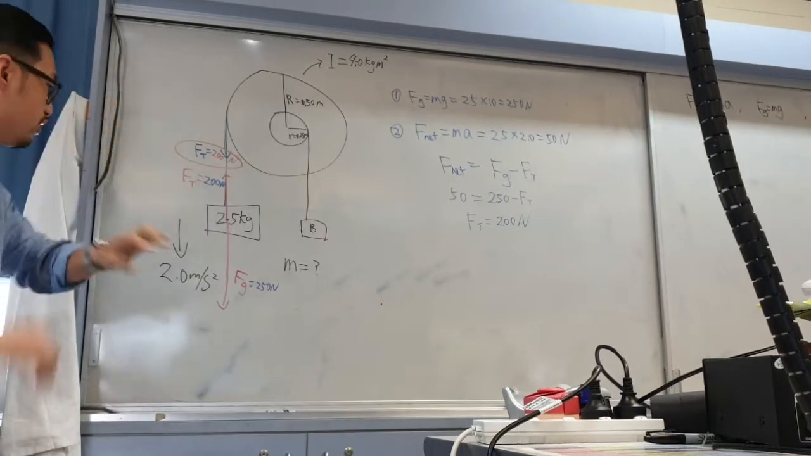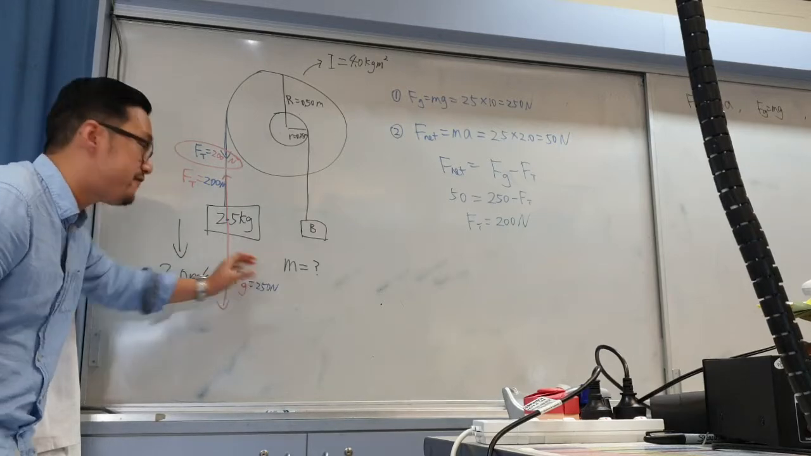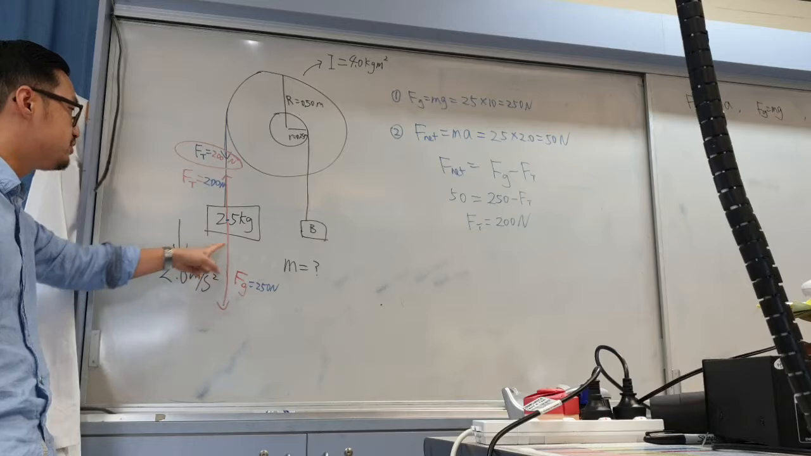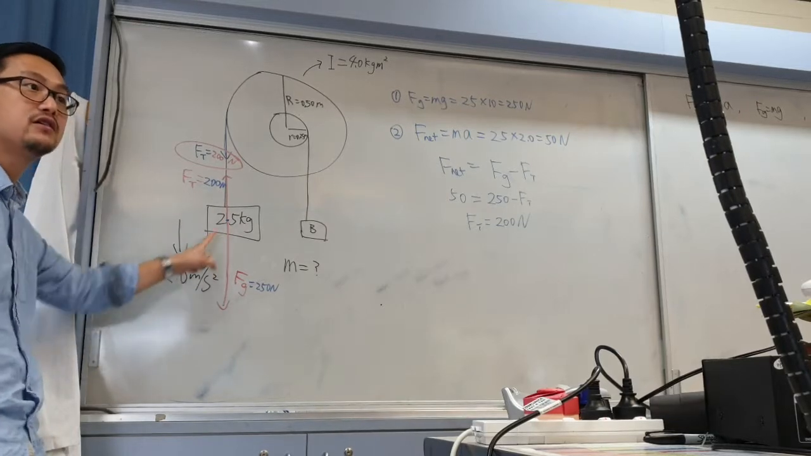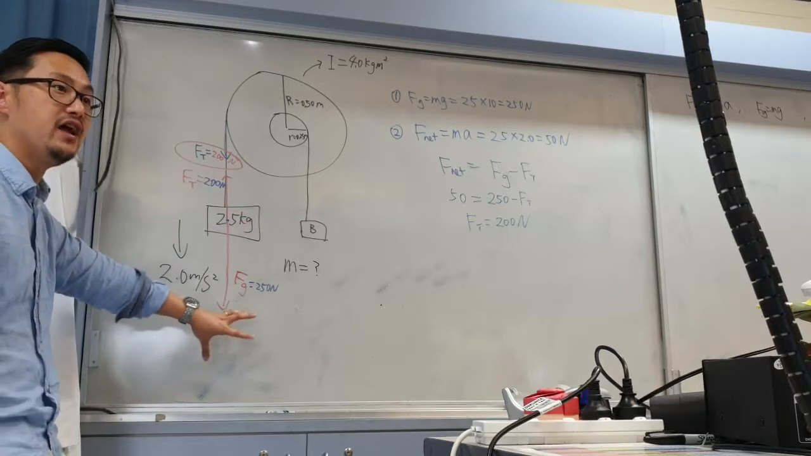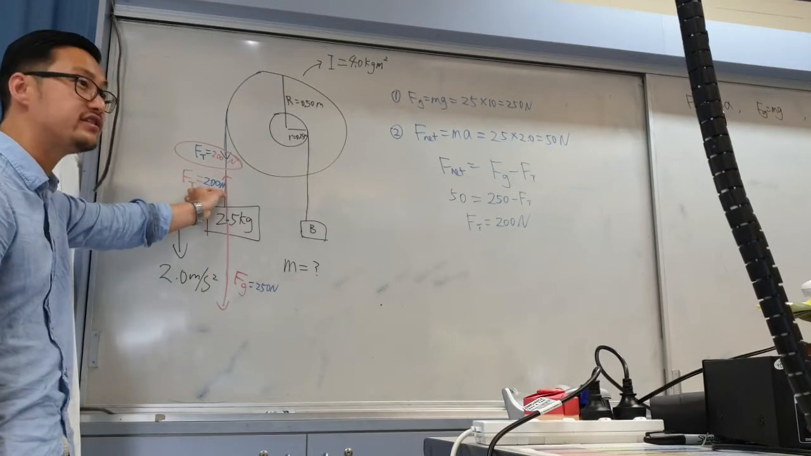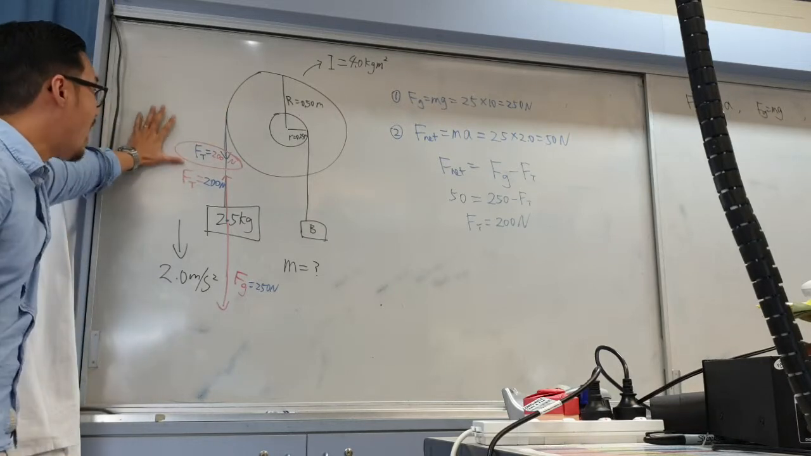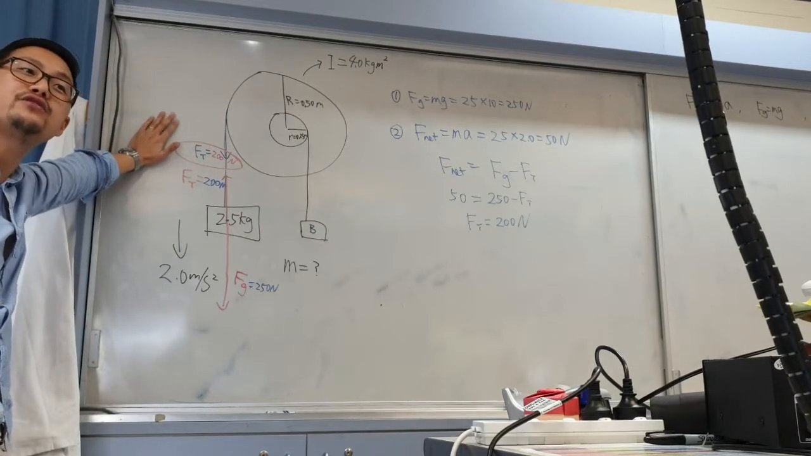So let's have a look. Even though you've got 250 pulling over here, how much has been used to make this thing accelerate? 50 has been used to make this thing accelerate. And then the 200 is pulling downwards, which gives you the 200 pulling upward. So that's why the tension force over here is going to be 200.